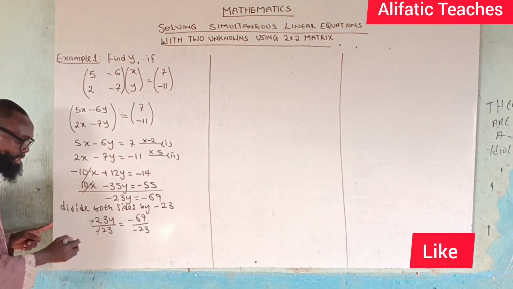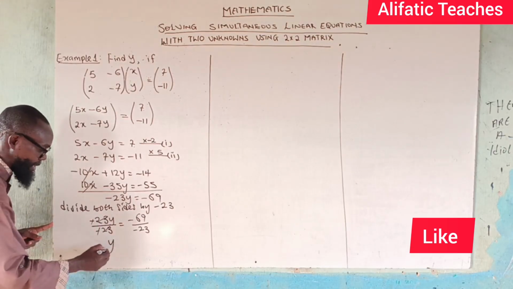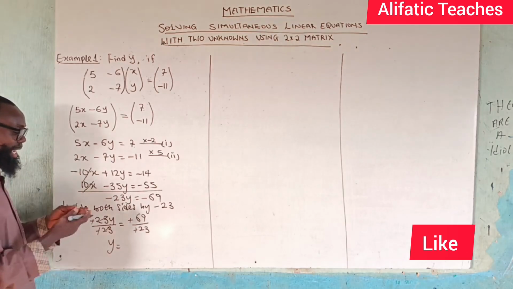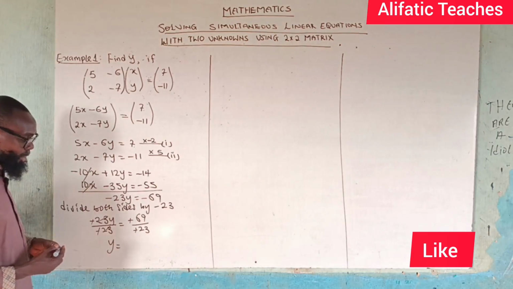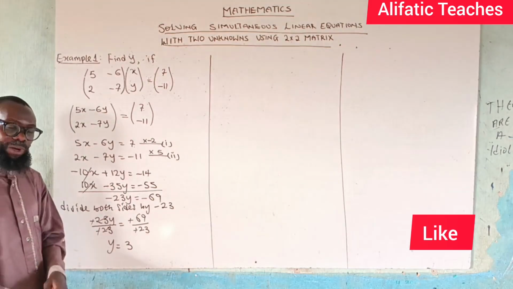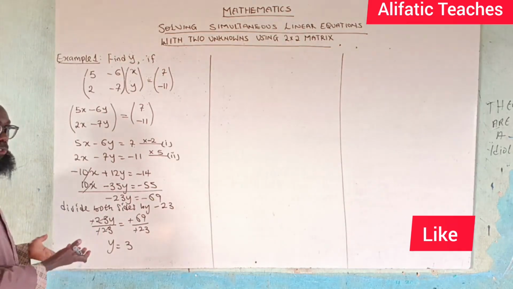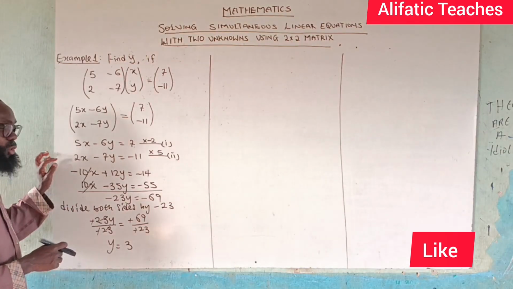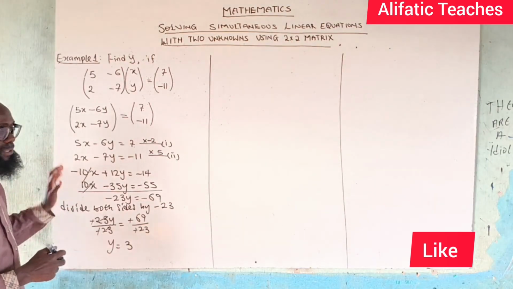Minus cancel minus. 23 cancel 23. My y equals to, minus cancel minus, so 23 goes in 69. So we are going to have 3. Our y is 3. I've gotten the value of my y. The next thing is to substitute the value of y into any of your equation 1 or equation 2 in order to get your x.